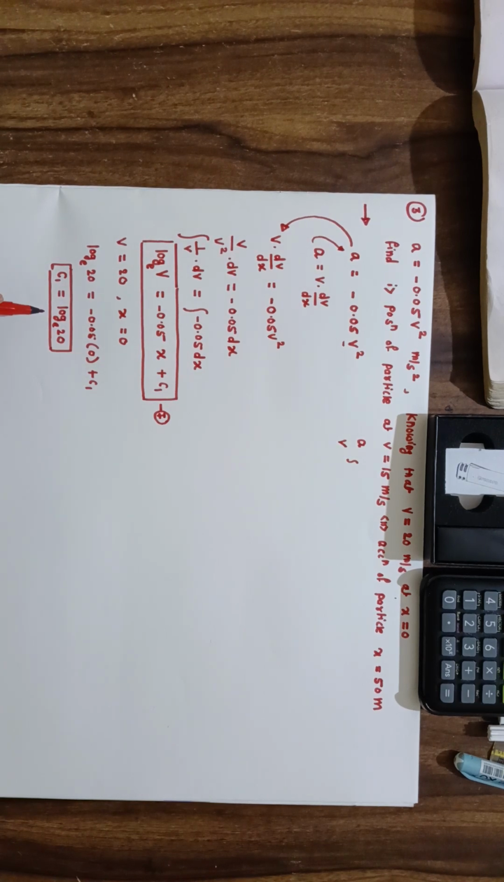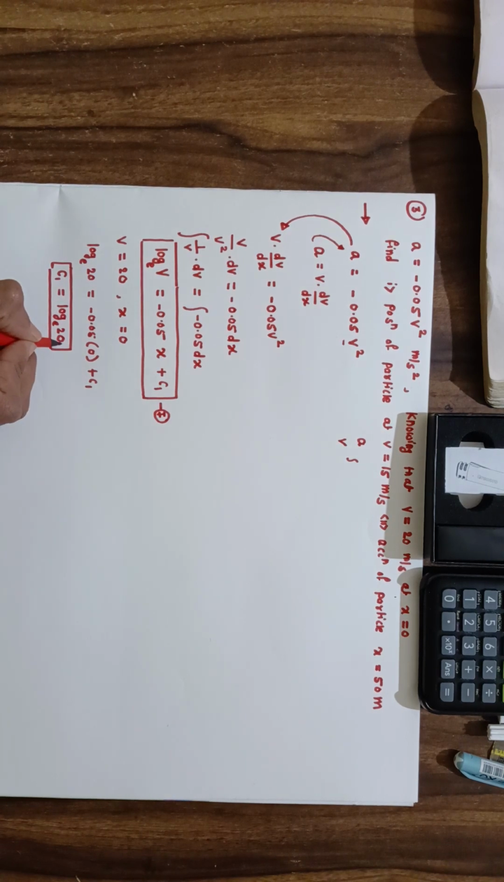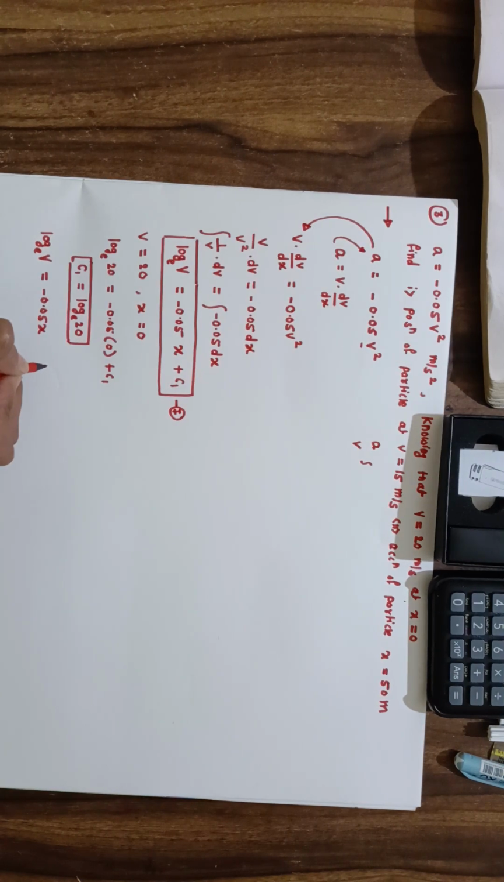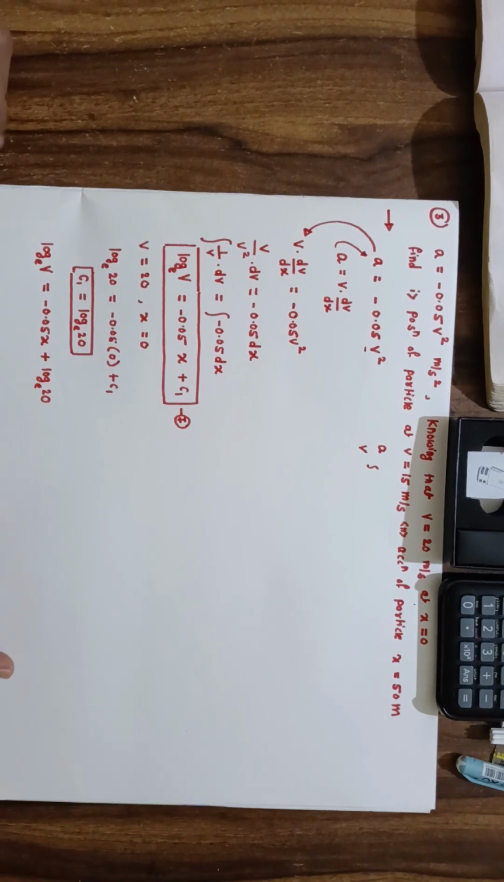Okay, you can keep the value as it is, log 20, or you can find out the value of log 20 by using calculator. Now put the value of C1 again in equation 1. So it is log to the base e v, this is minus 0.05 x plus log to the base e 20.